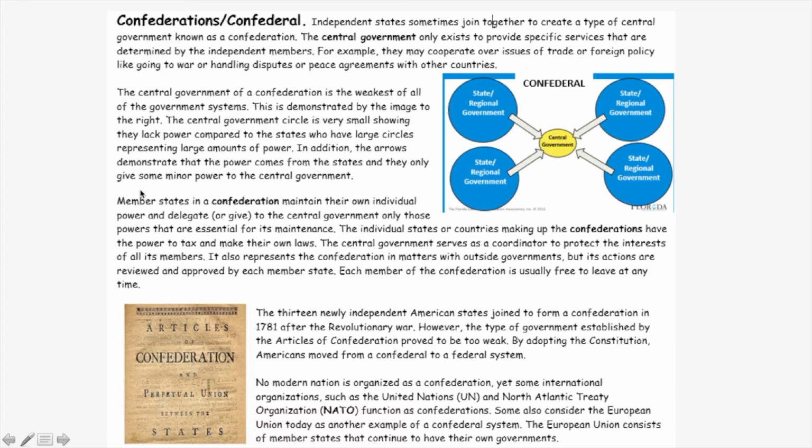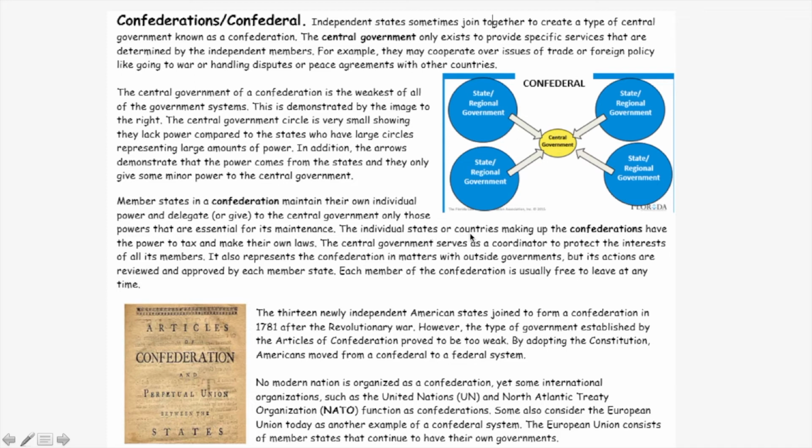In addition, the arrows demonstrate that the power comes from the states, and they only give some minor power to the central government. So the states distribute power to the central government, and they only give a little bit of power to the central government. States hold all the power. Member states in a confederation maintain their own individual power, and they delegate or give the central government only those powers that they think are essential for its maintenance. So basically, just enough power to keep it alive, and that's it.